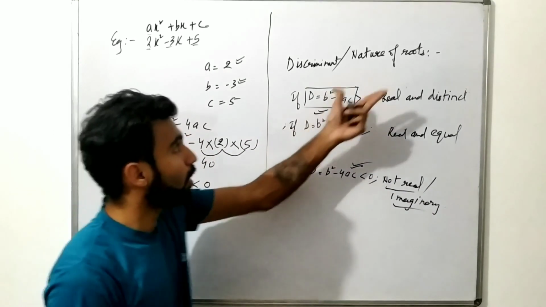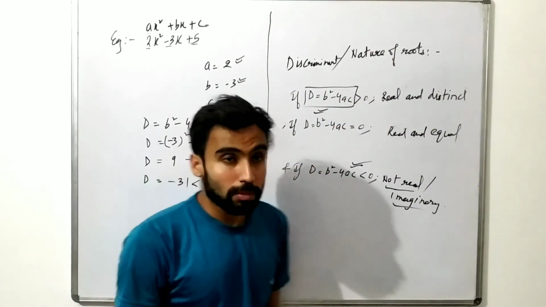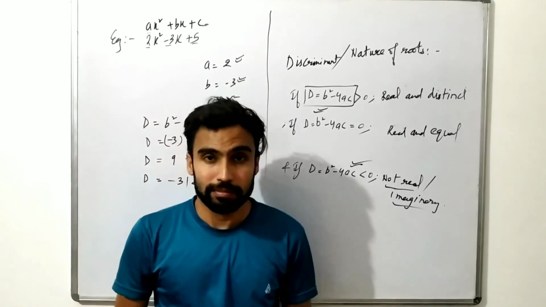This is how you're going to get the nature of roots, by simply getting the value of D. That's all.